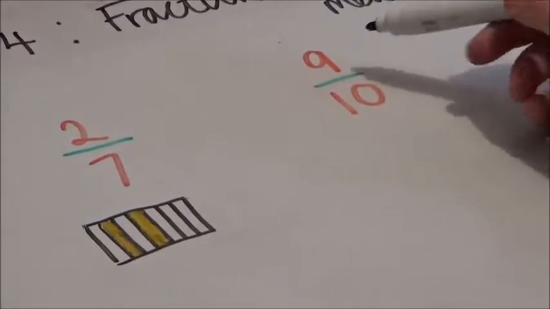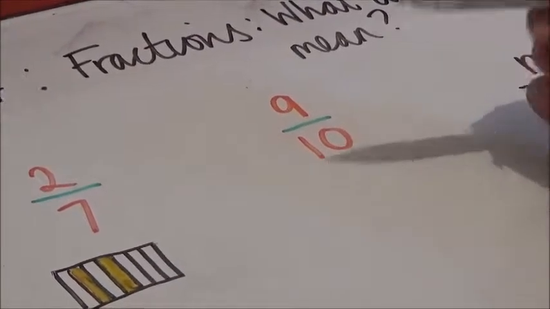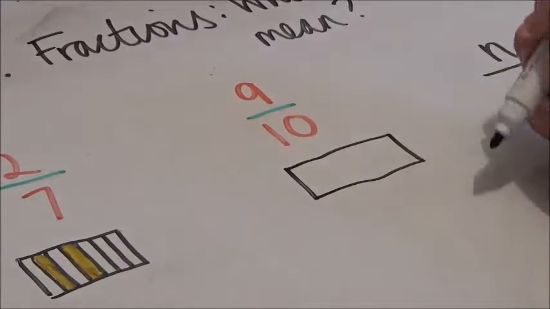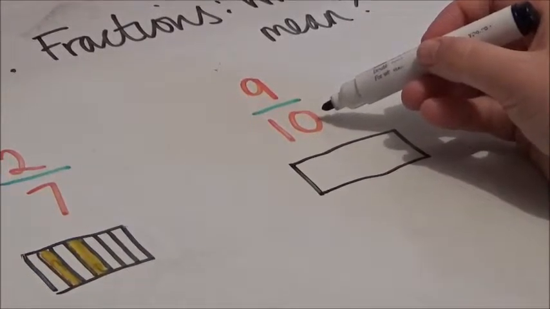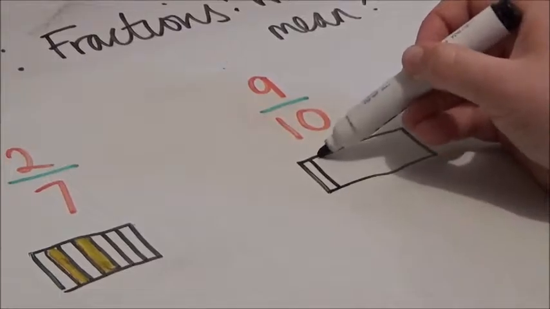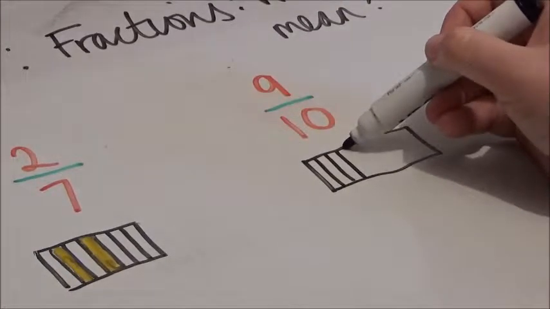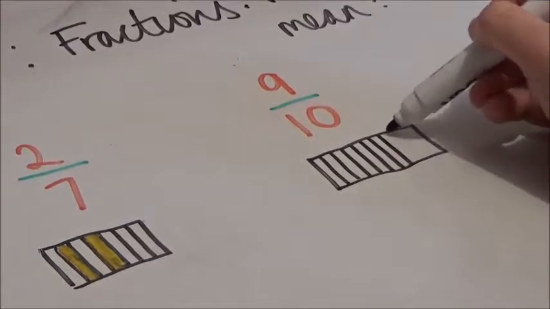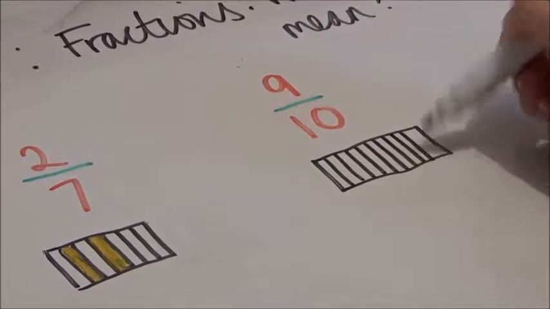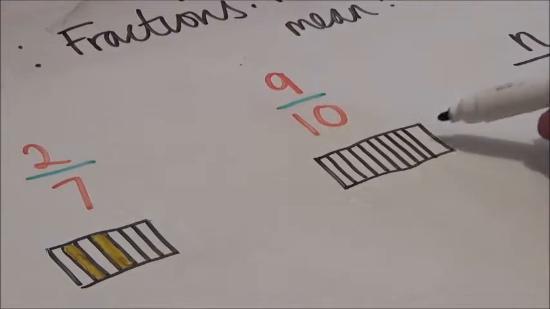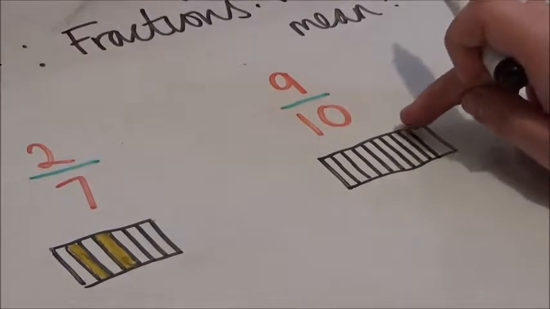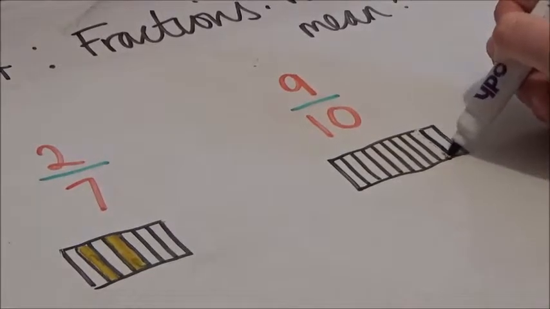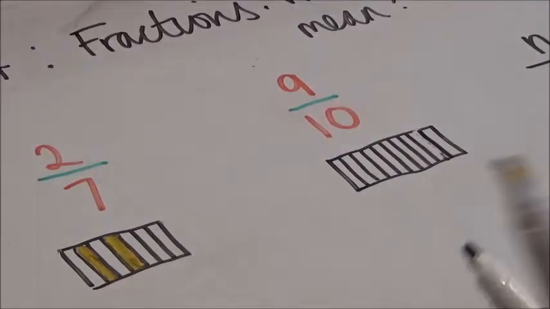Okay, last fraction. I've got 9/10. So I'm going to draw out my whole rectangle again. And I'm going to cut it up into 10 pieces. 1, 2, 3, 4, 5, 6, 7, 8, 9. Oh, look, that piece there isn't equal. To be fair, that piece there doesn't look that equal either. Let's go here. That looks better.